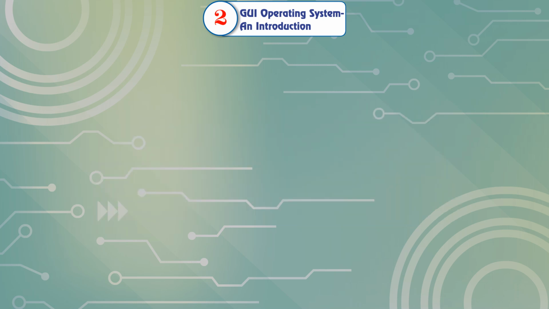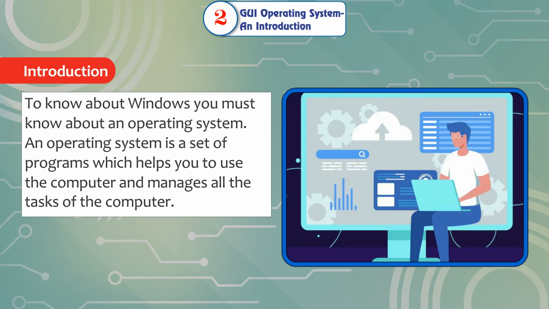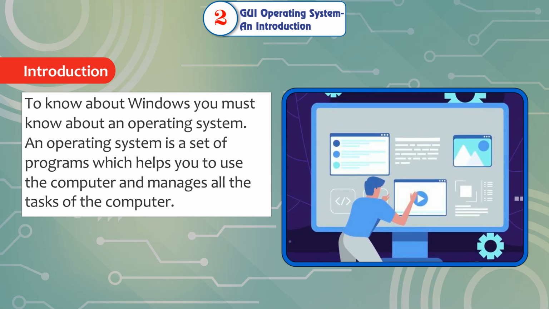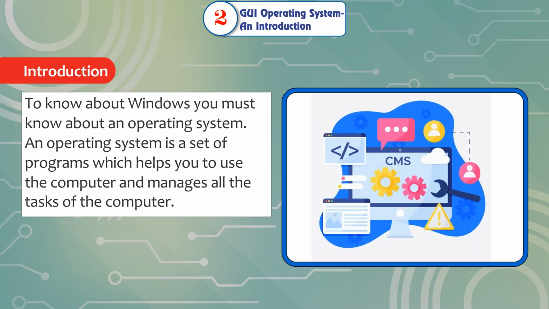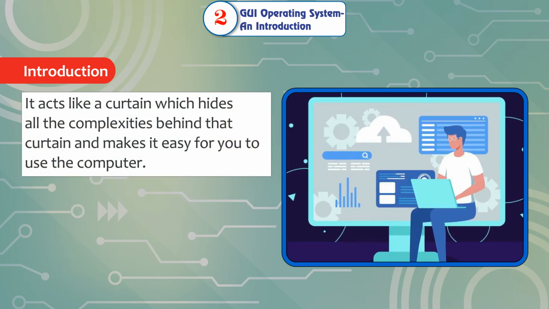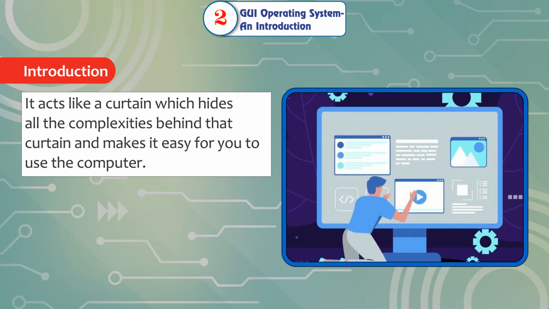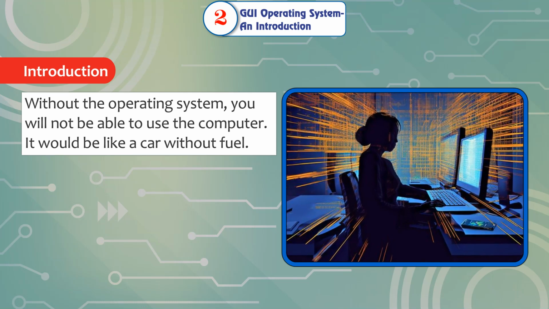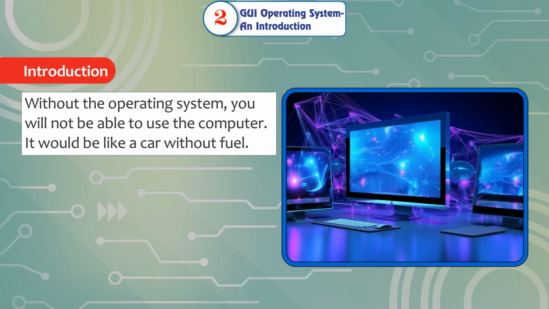Power button. Introduction. To know about Windows, you must know about an operating system. An operating system is a set of programs which helps you to use the computer and manages all the tasks of the computer. It acts like a curtain which hides all the complexities behind that curtain and makes it easy for you to use the computer. Without the operating system, you will not be able to use the computer. It would be like a car without fuel.